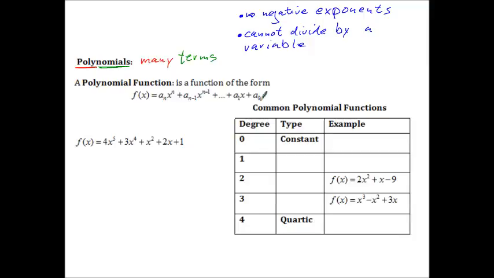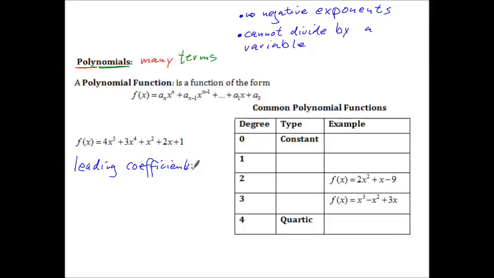Let's look at the example we have here on the left. f of x is equal to 4x to the fifth power plus 3x to the fourth plus x squared plus 2x plus 1. In order to analyze this polynomial function, we need to remember two concepts that we learned in Algebra 1. One of them is the leading coefficient. The leading coefficient is the coefficient of the term with the highest exponent.